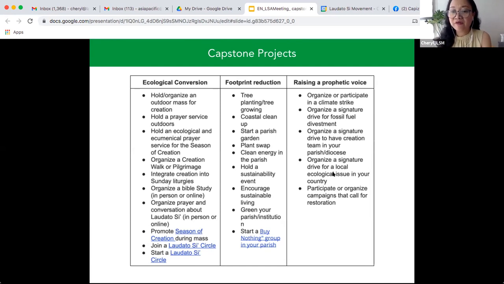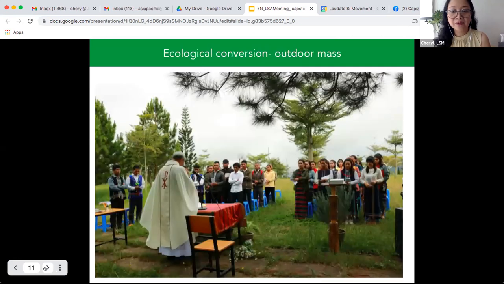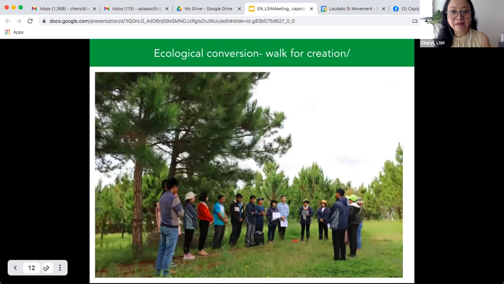Organize a signature drive for a local ecological issue in your country. Participate in or organize a campaign that calls for restoration of creation, and also the Healthy Planet, Healthy People campaign, which Ray will talk to us about in a minute. So Hong Fuk shared this picture earlier of the outdoor mass and their walk for creation, which also involved some reflection.